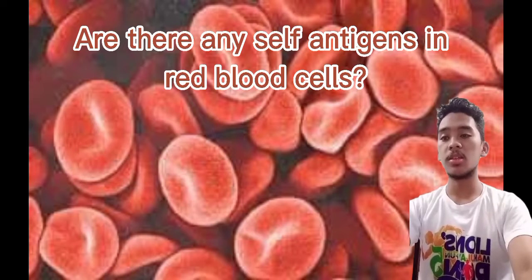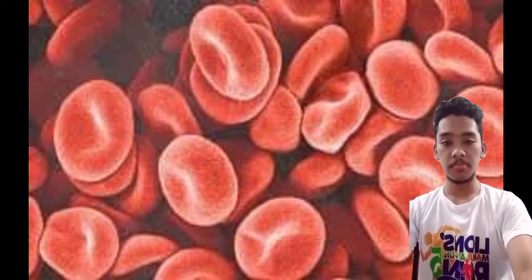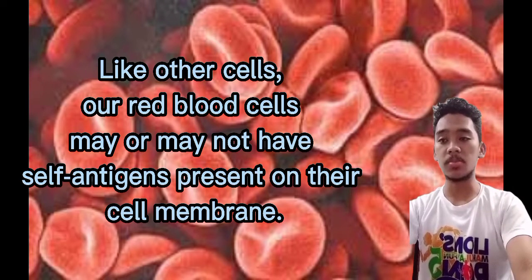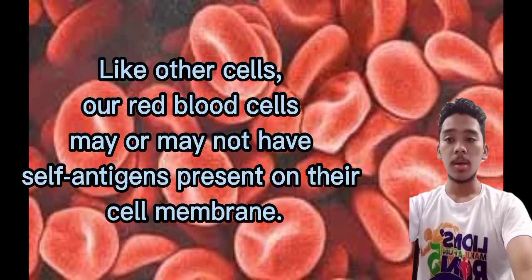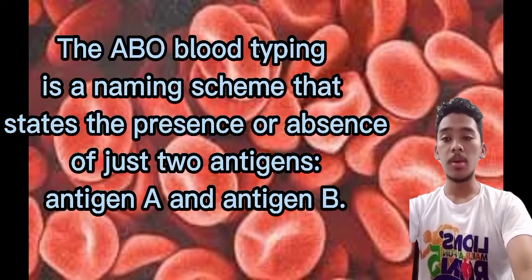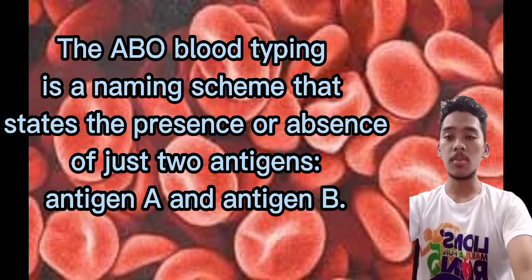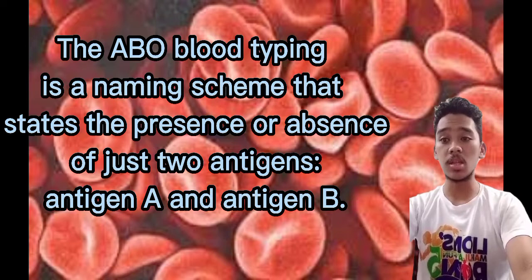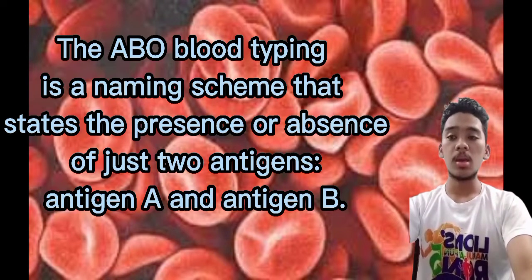Are there any antigens in the red blood cells? Like other cells, our red blood cells may or may not have self-antigens present in their cell membrane, but the ABO group typing is a naming scheme that states the presence or absence of just two antigens, which are antigen A and B.